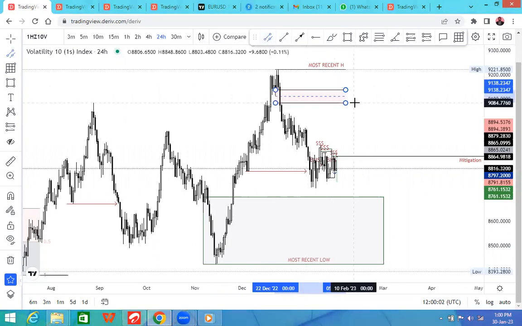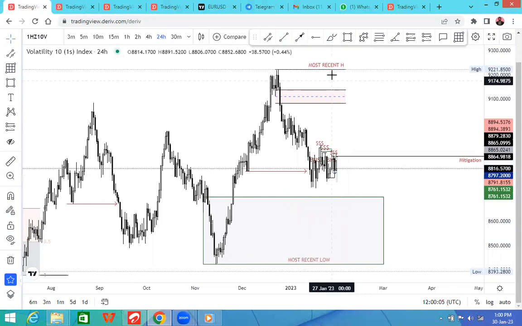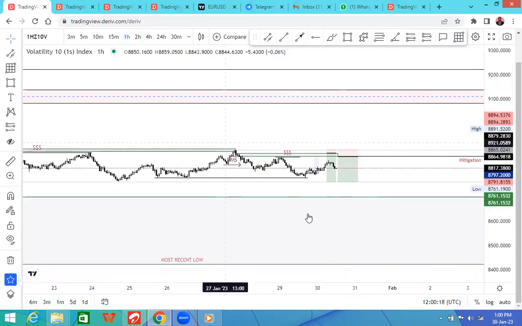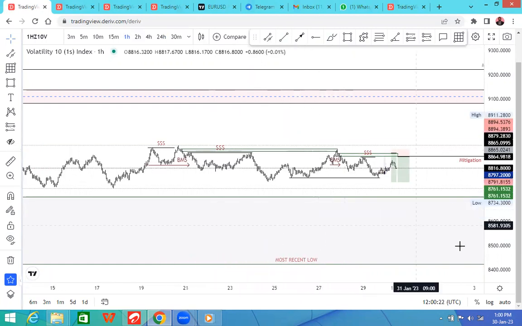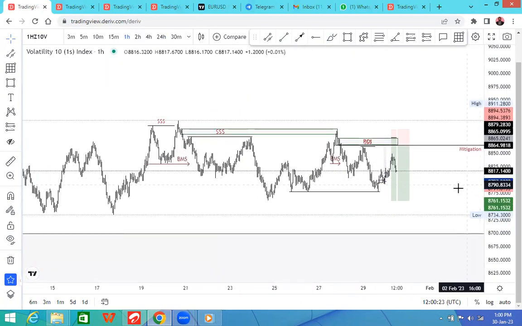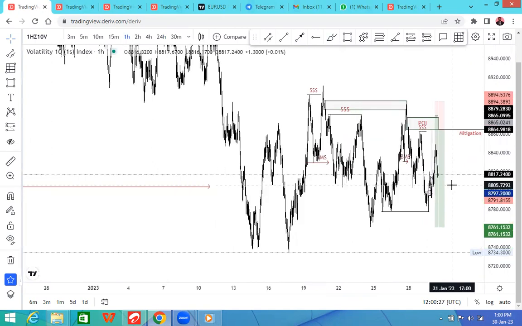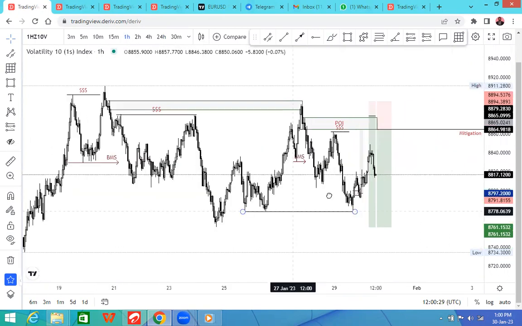But I'm still bearing in mind that this is the most recent low, this is the most recent high on daily. So let's go to the 1 hour. You're going to find out that within this range, price is giving another range within the daily range. This is what price is doing within this current range.